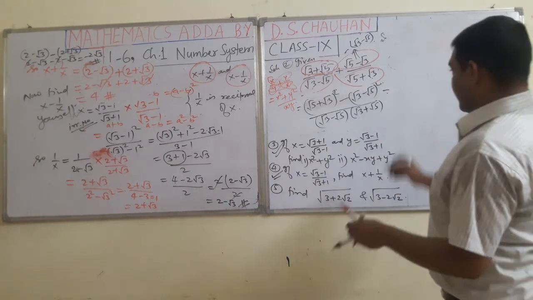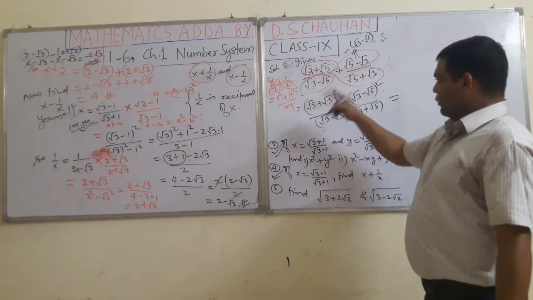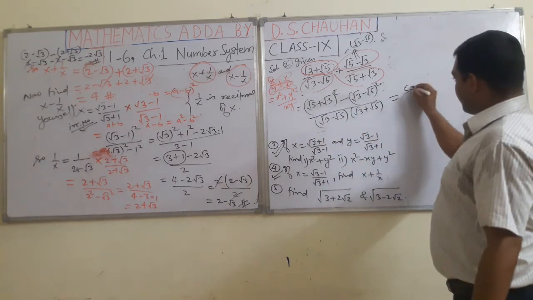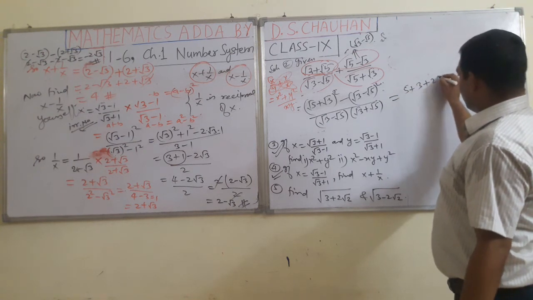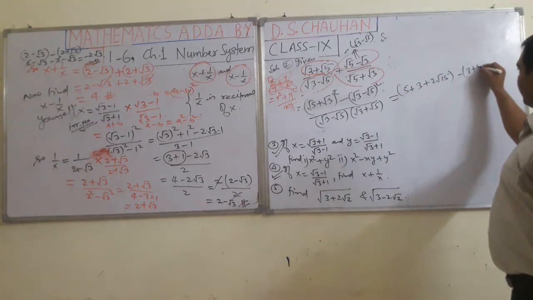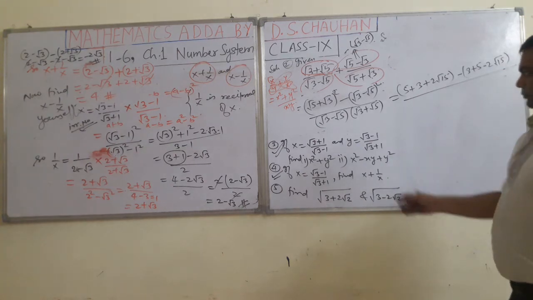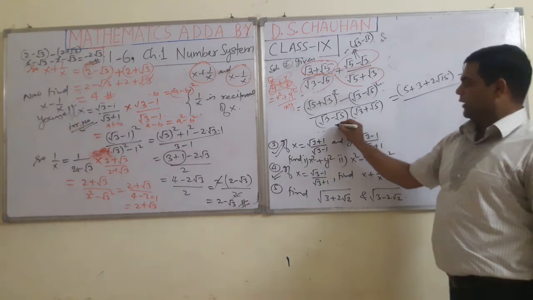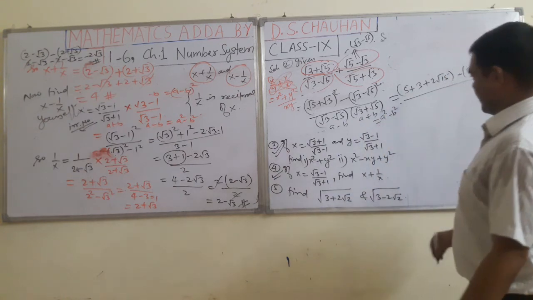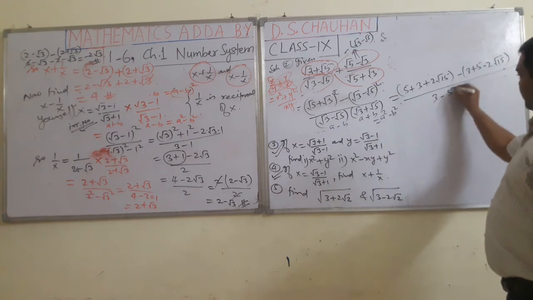See here, this is (root a plus root b) to the whole square. Easily you can get a square plus b square plus 2 root ab, minus (a square plus b square minus 2 root ab), upon here (a minus b)(a plus b). What you will get? a square minus b square. So what you can get here? This is 3 minus 5.